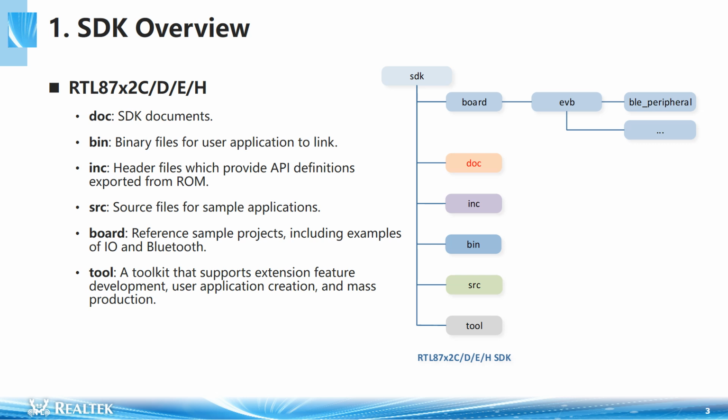For the SDK package of RTL87X2C, RTL87X2D, RTL87X2E, and RTL87X2H, the top-level directory includes the following contents. Doc, SDK documentation. Bin, binary files for linking user applications. Inc, interface header files exported from ROM. SRC, source files of sample projects. Board, reference sample projects, including examples of I/O and Bluetooth. Tool, a toolkit that supports extension feature development, user application creation, and mass production.